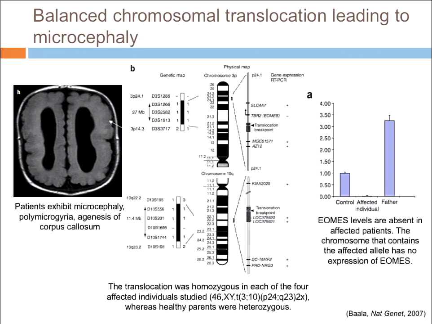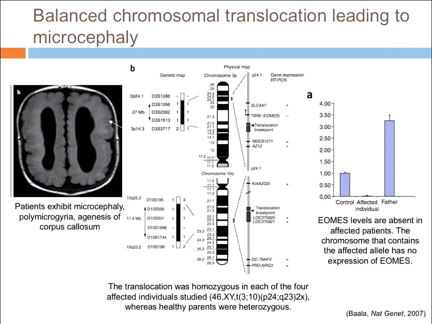Here I wanted to give you one example of a microcephaly-associated genetic variation. It was detected in a family in Saudi Arabia whose patients exhibited microcephaly, polymicrogyria, which is a bunch of little gyri, and agenesis of the corpus callosum, the crossing fibers. Through linkage analysis, they identified a translocation near a developmentally important gene called TBR2.